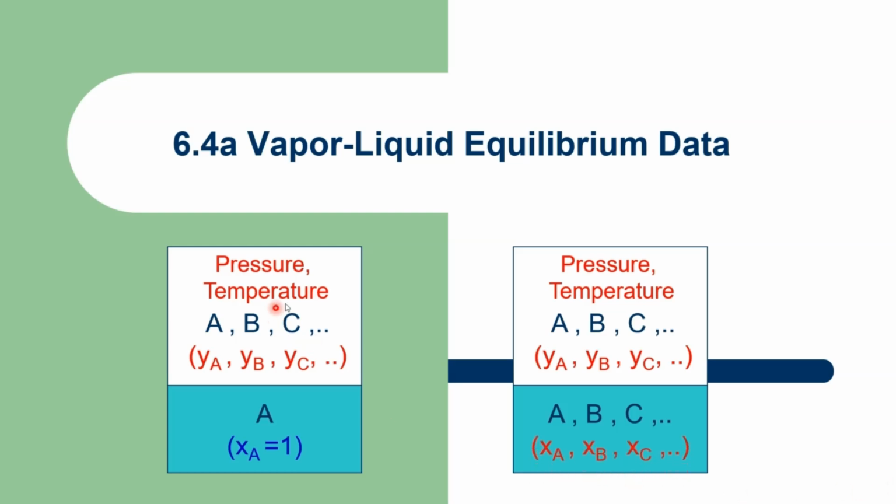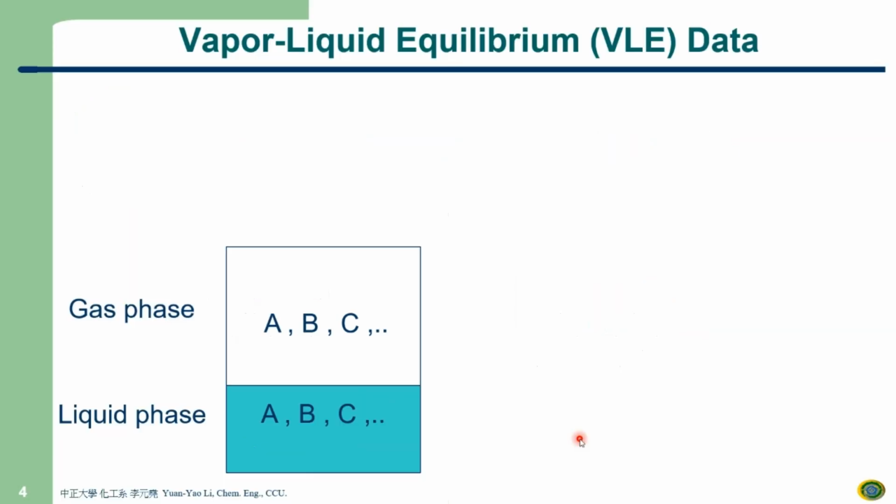Okay, so at this moment, in section 6.43, we are dealing with the molar fraction in the gas phase only, because the molar fraction in the liquid phase is always 1. But now the molar fraction in the liquid phase is not 1. So this is what we call vapor liquid equilibrium, VLE data. The liquid and vapor, these two systems, reach equilibrium.